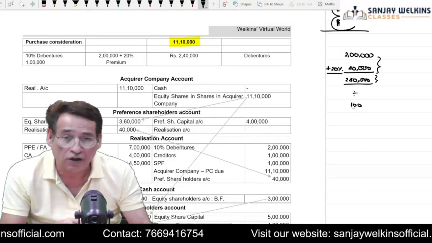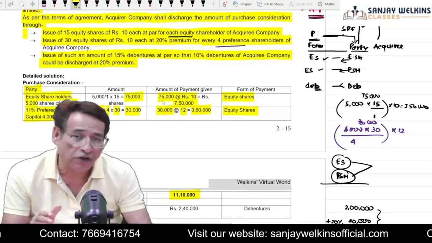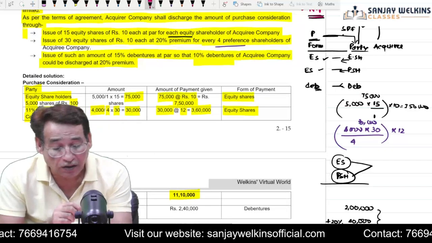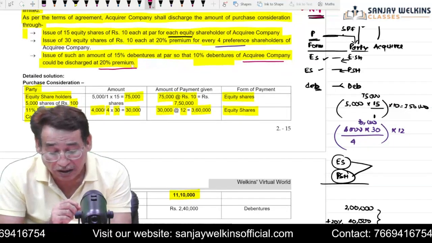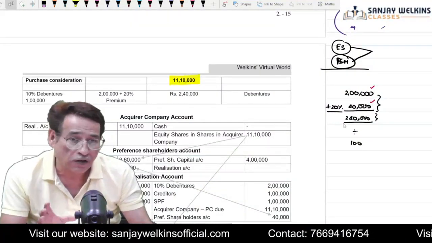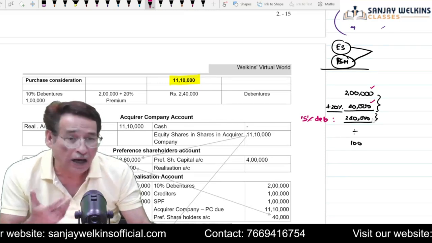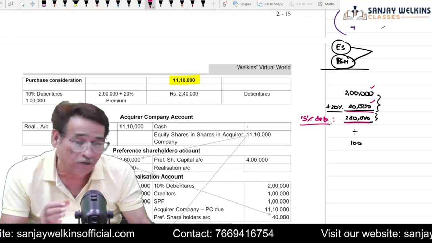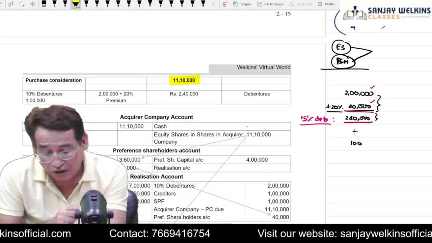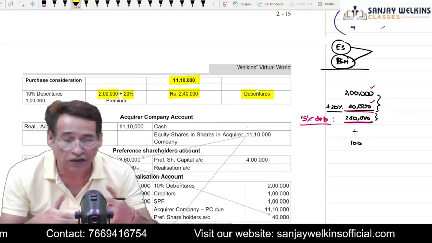And if the face value of the debenture is not given, it is always considered as 100. For example, in this particular question, it is written, issue of such an amount of 15% debentures, that means the purchasing company will issue its 15% debentures at par, so that 10% debentures of the vendor company could be discharged at 20% premium. So that is why, first of all, I noted down the value of debentures, and 20%, 2,40,000. So the purchasing company will issue 15% debentures so that the debentures of the vendor company could be paid off at 2,40,000. You have computed it in this manner: 2,00,000 plus 20%, total amount 2,40,000. So rupees 2,40,000 worth of 15% debentures will be issued by the purchasing company.